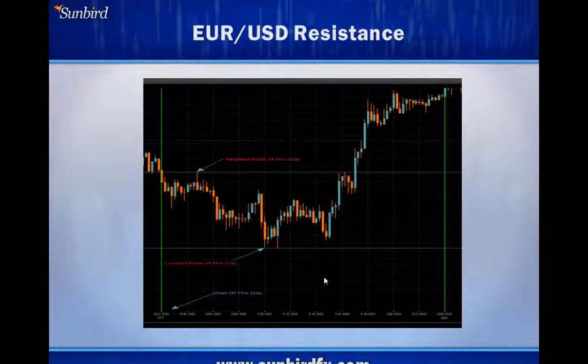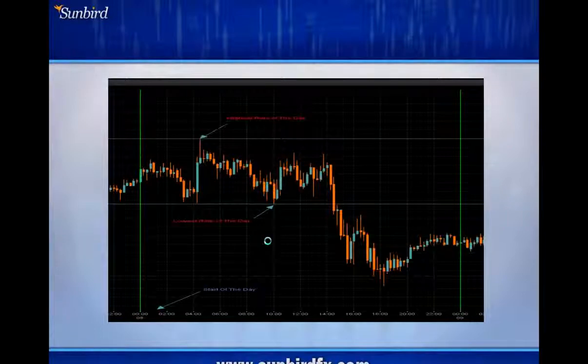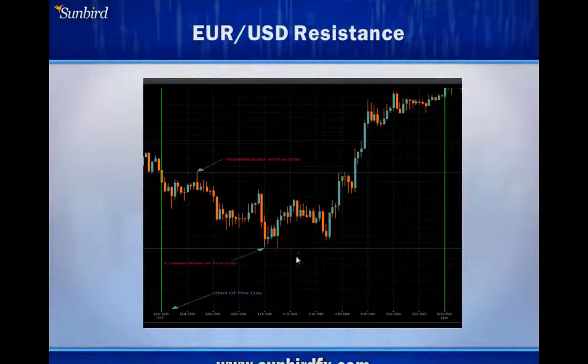And if it breaks through the support, I'm going to go short. Here, as you can see, it broke the resistance, so I went long. The moment I went long, after it broke, it started going on an upward trend. As you can see here, I made more than, let's say, 35 pips of profit. Very well.